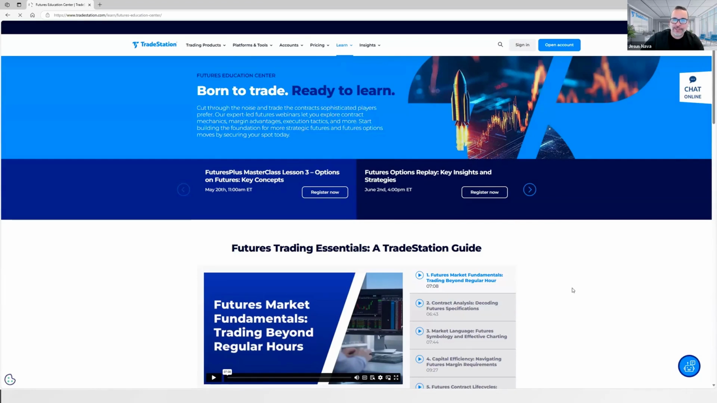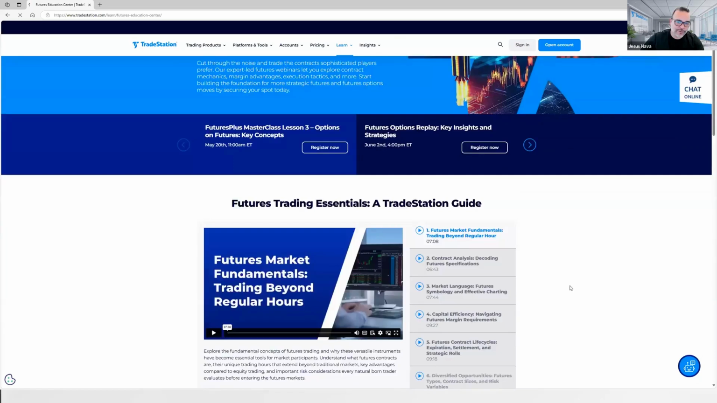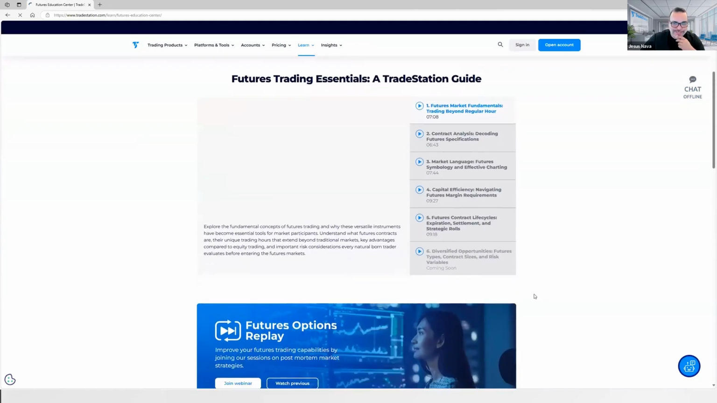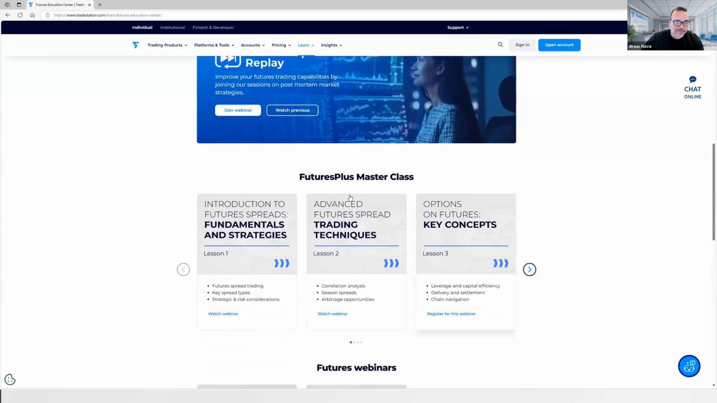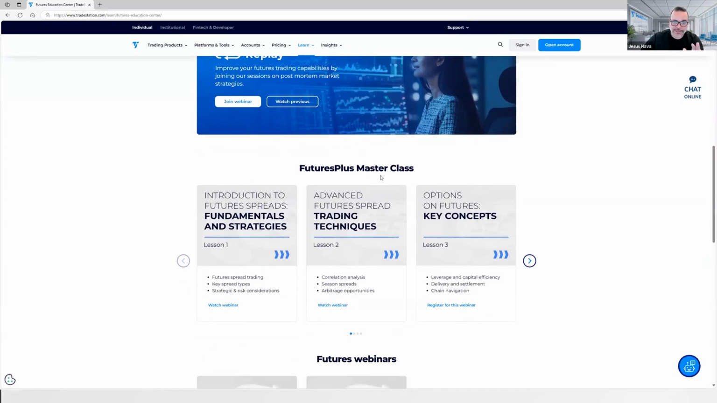We'll have a ton of information related to futures in here, starting with the Futures Essential Guide. If I scroll towards the middle of the page, you'll see the Futures Options Replay. That's something that we talked about yesterday. Although yesterday's options replay was equities based, we also do a futures options replay, so take a look at those as well. But right below this box is where you'll find the FuturesPlus Masterclass. This is lesson 3. You notice that lesson 3 here says register for this webinar, so this is a live webinar, but here you have links to watch lesson 2 and lesson 1, which talk about futures spreads and how you can trade those using FuturesPlus.